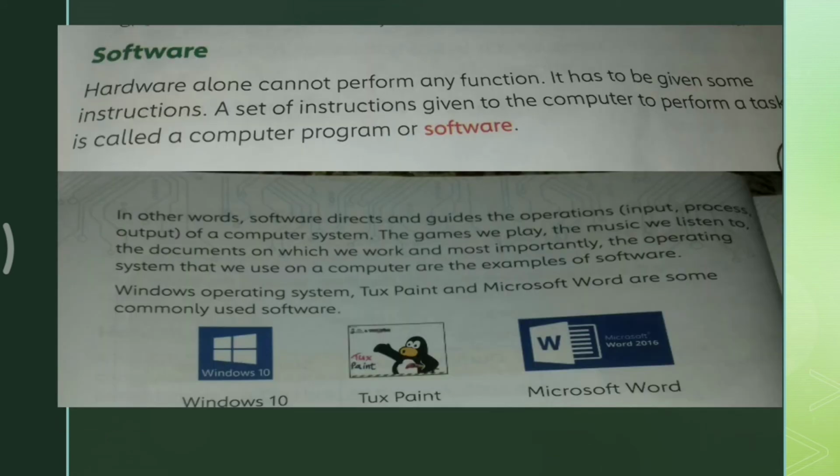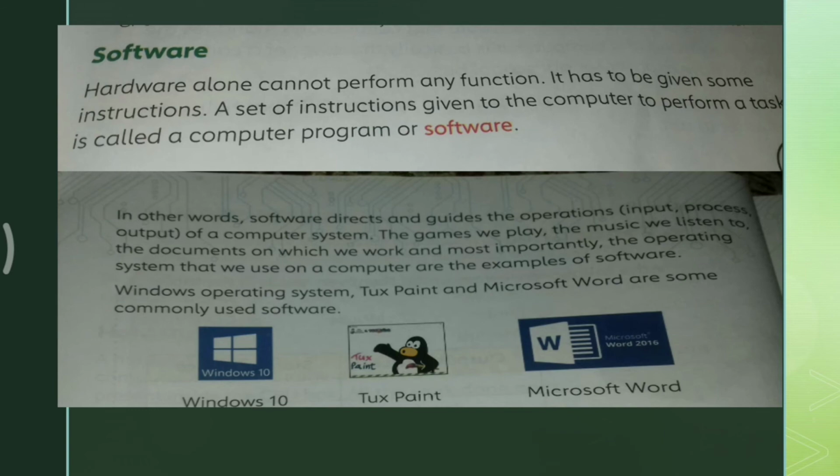Software alone cannot perform any function. It cannot be touched. But it tells the computer how to perform a task, and is called the computer program or software. We cannot touch it, but it is the main function of the computer. In other words, software directs and guides the operating input and process of the computer. The games we play, the music we listen to, the documents on which we work, and most importantly the operating system that runs the computer are examples of software.